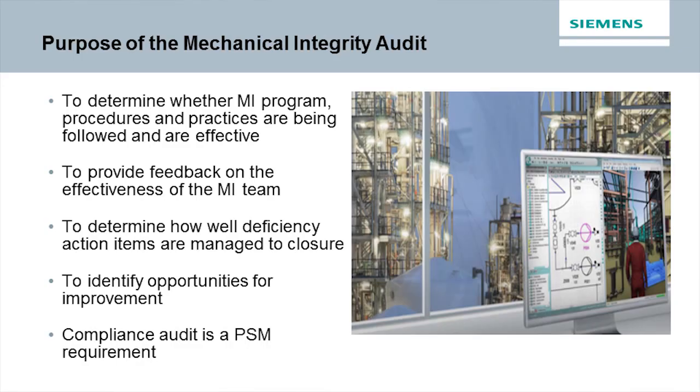The next topic is the purpose of a mechanical integrity audit. I have 5 in this list that are high on my list, so I know there are other reasons why you would want to do a mechanical integrity audit, but these are 5 that are high on my list. First is to determine whether an MI program, the procedures, and practices are being followed and if they are effective. Second is to provide feedback on the effectiveness of the MI team. The third is to determine how well deficiency action items are managed to closure. Next is to identify opportunities for improvement. And the fifth is that a compliance audit is a PSM requirement.